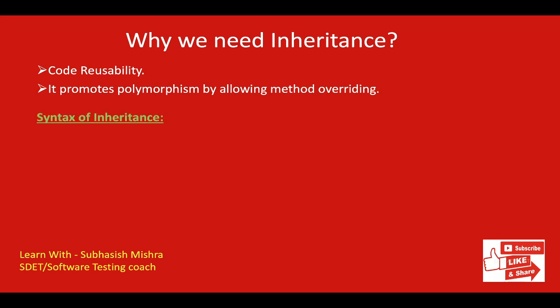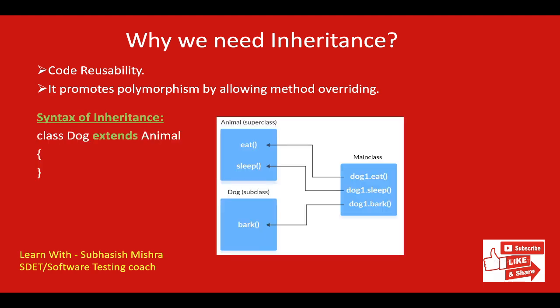So what is the syntax of inheritance in Java? Here you are seeing the syntax. To inherit a class, we use the extends keyword. Here you can see class Dog extends Animal. Dog is the child class and Animal is the parent class. So the class Dog is inheriting the properties and methods of the Animal class. The Animal is the superclass or parent class or base class, and the Dog is a subclass, or you can call it a child class or derived class. The subclass inherits the fields and methods of the superclass. We'll see it with an example.